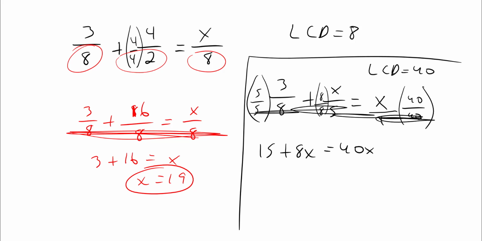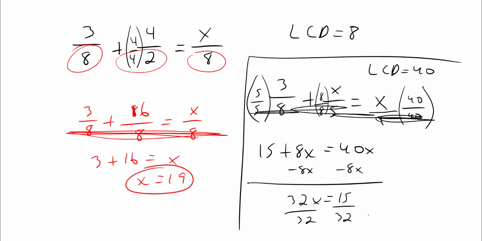This is kind of nasty. Not really. Just solve for x now. I'm going to subtract 8x from both sides. So I get 32x equals 15 and divide by 32. Okay? And I don't believe anything goes into 32 and 15, so that's your answer: 15 over 32. And if you guys gave me a decimal, I'd be okay with that. Put it in your calculator and give me a decimal. I like a fraction, because that's kind of an exact answer, but that's not bad.